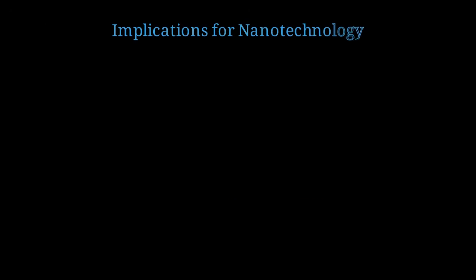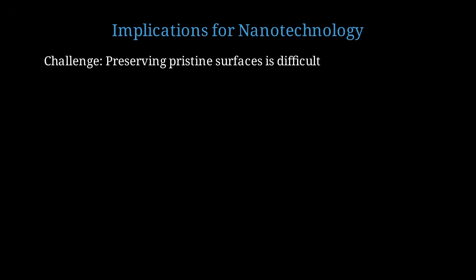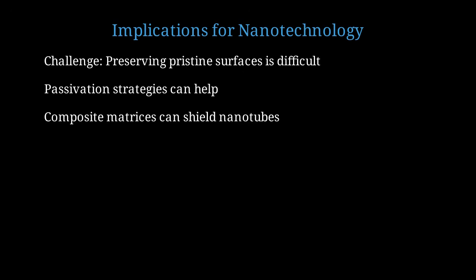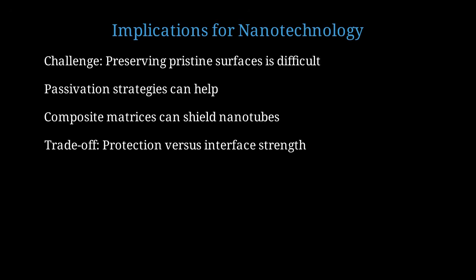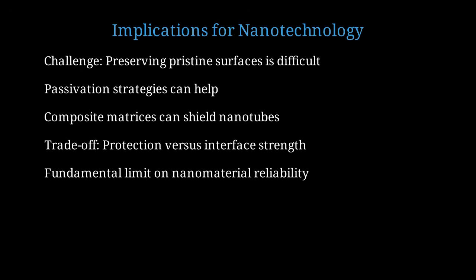What does this paradox mean for practical nanotechnology applications? Maintaining pristine, defect-free surfaces in real-world environments is extraordinarily challenging. One approach is chemical passivation, deliberately coating nanotubes with a protective layer that prevents harmful adsorbates while maintaining strength. Embedding nanotubes in polymer or ceramic matrices can shield them from environmental exposure. But there is a trade-off. The protective coating or matrix must bond strongly to the nanotube, or else load transfer is inefficient. Ultimately, the fracture strength paradox represents a fundamental limit on the reliability of nanomaterials in ambient conditions.